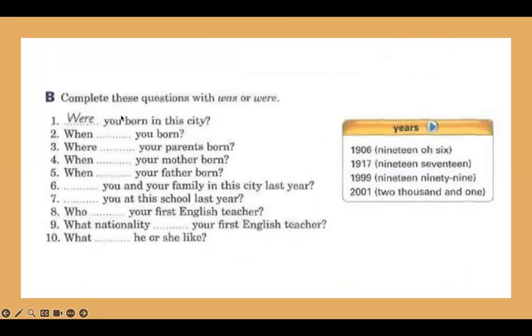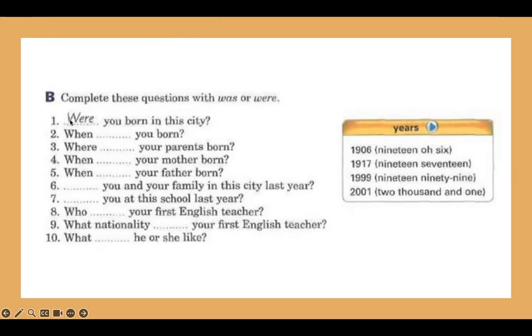So here we have an exercise. Acá tenemos un ejercicio que esperaría que participemos. Bueno, solamente habemos cuatro o cinco. Well, we are going to do it anyway. Lo vamos a hacer de todas maneras. Dice, complete these questions with was or were. Lo podemos hacer de forma oral o de forma escrita, o pueden utilizar el chat, okay?